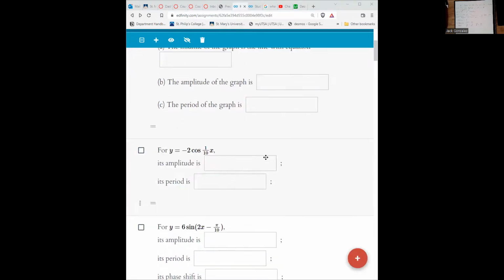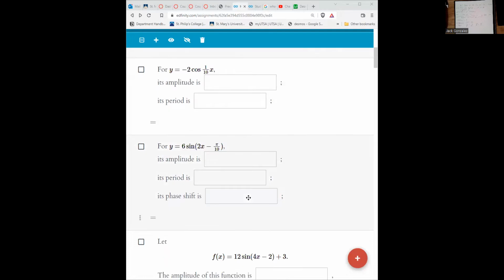Okay, so a lot of the homework is going to be similar. So the next one is going to be the same deal. Amplitude is -2. Period will be determined by 2 pi divided by this number right there. Okay. Amplitude is 6. Period will be 2 pi divided by this number.